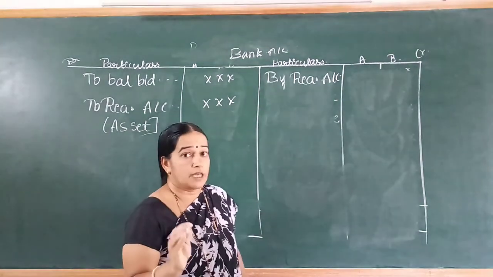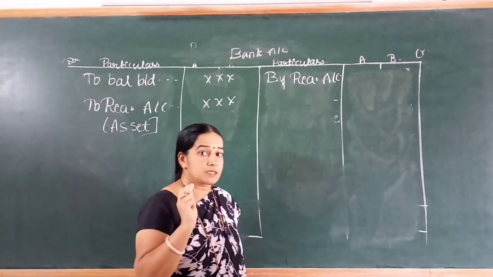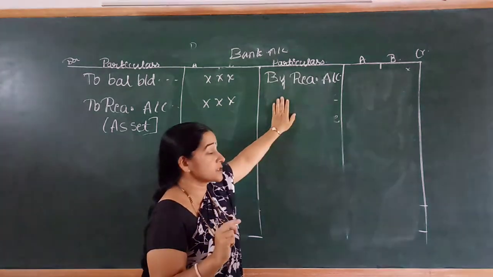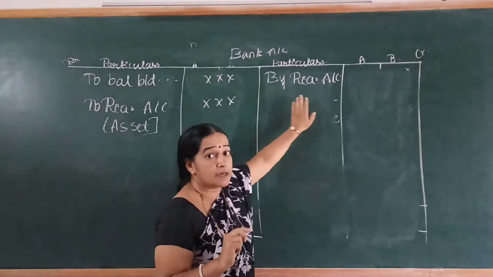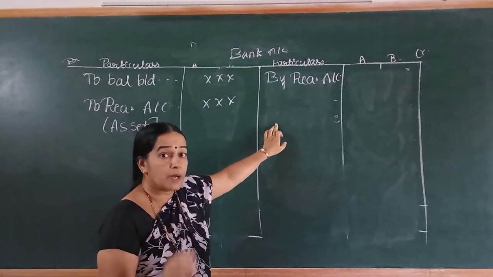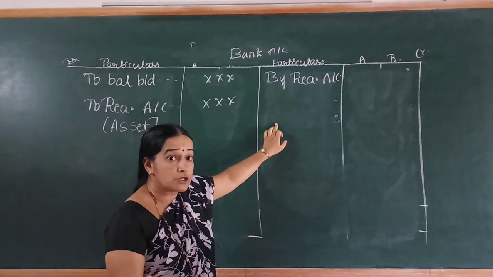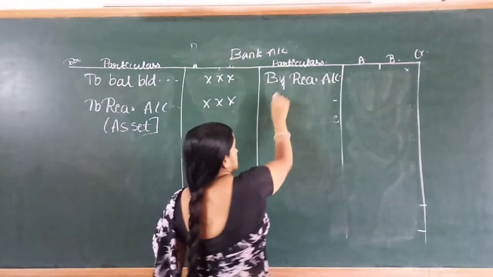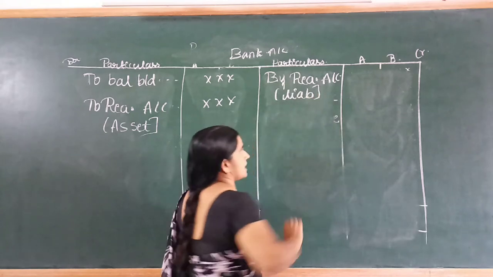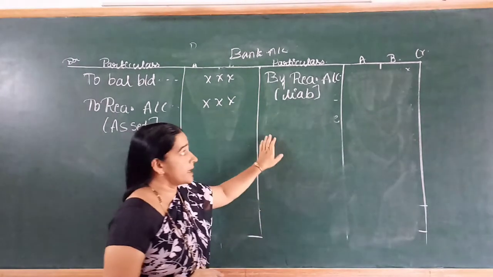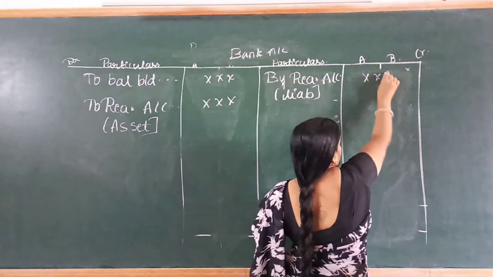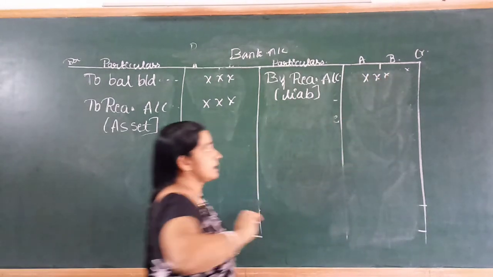Now in that journal entry, which balance does the bank show? The bank shows the credit balance. So on the credit side, what has to be written? That is, by realization account. Now this is the entry we have made for the payment of outside liabilities. So the first step is to pay the outside liabilities. What is the entry for that? That is by realization account, and the amount will be written.